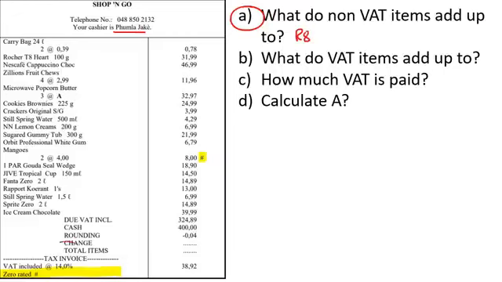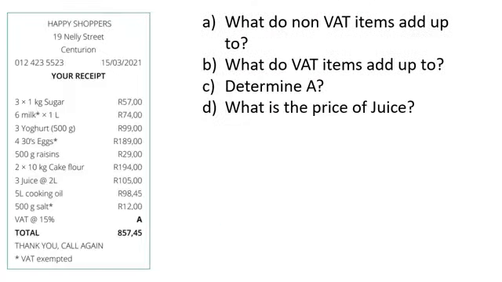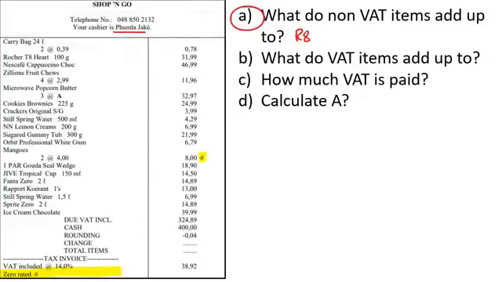Now you see this till slip doesn't show it like the previous one did, but all till slips are different. That's why I'm going to show you quite a few examples in this lesson, so you can learn a little bit from each one. Then it says, what do the VAT items add up to? Well, the total is 324 Rand. That 324 Rand is all of these numbers added together. So we could just say 324 Rand and 89 cents minus the items that don't have any VAT, which is 8 Rand. And if you calculate that, you get 316 Rand.